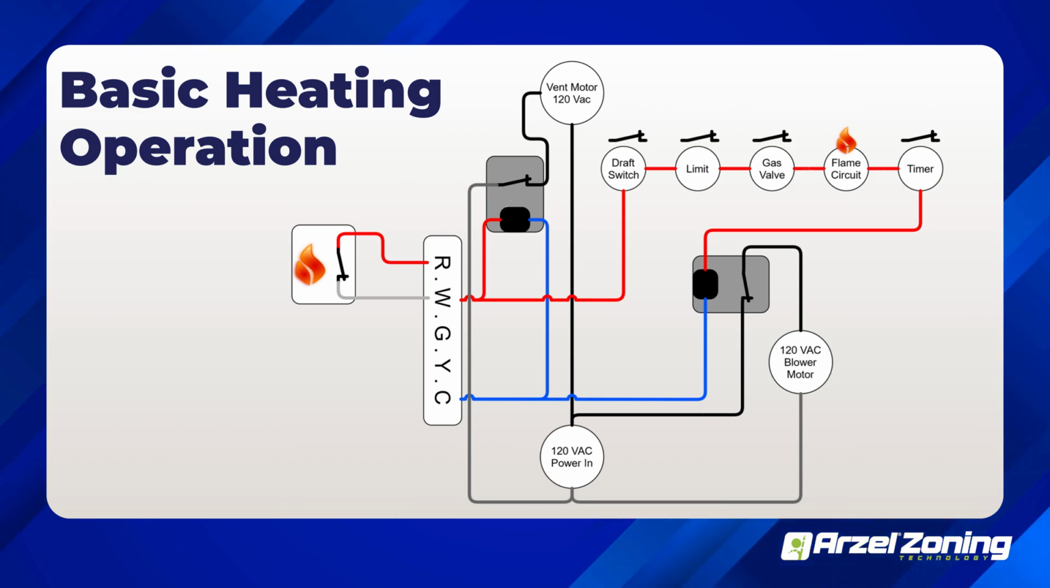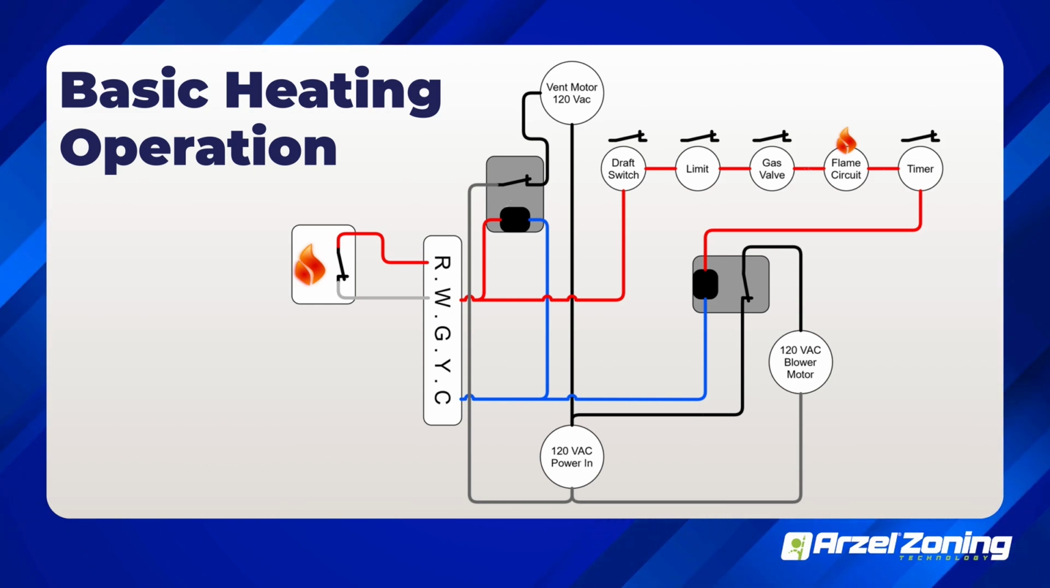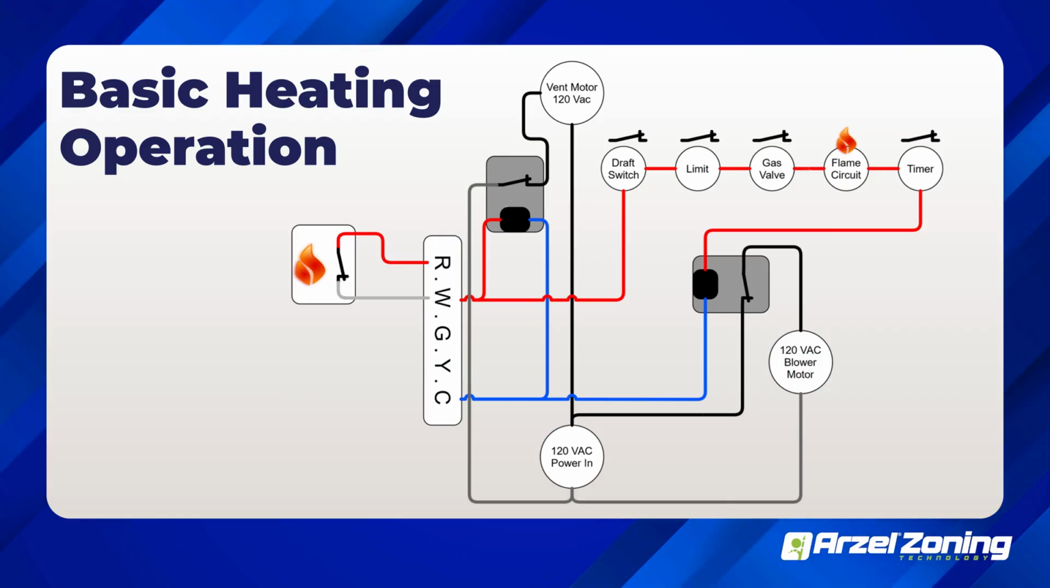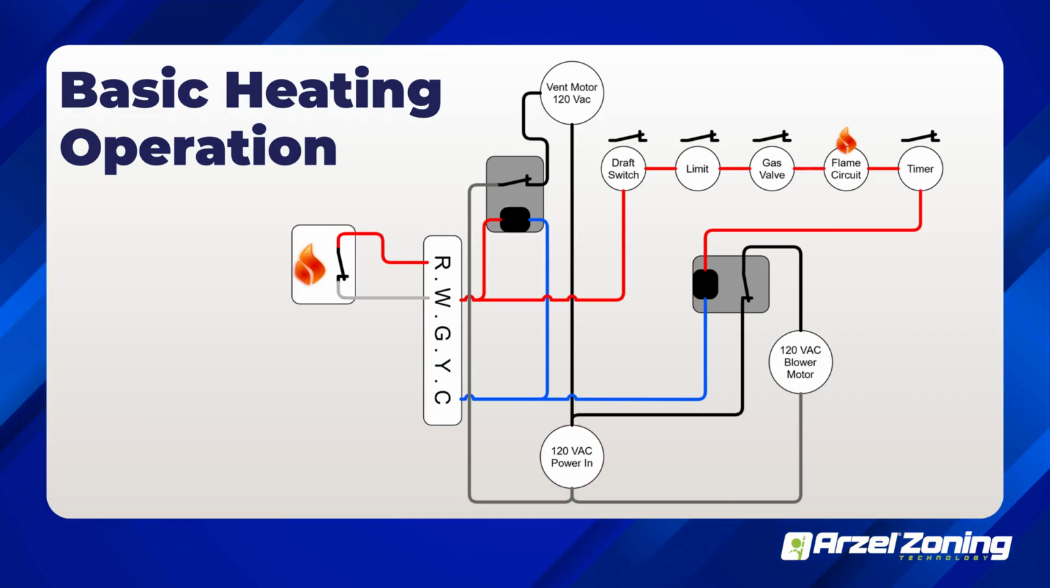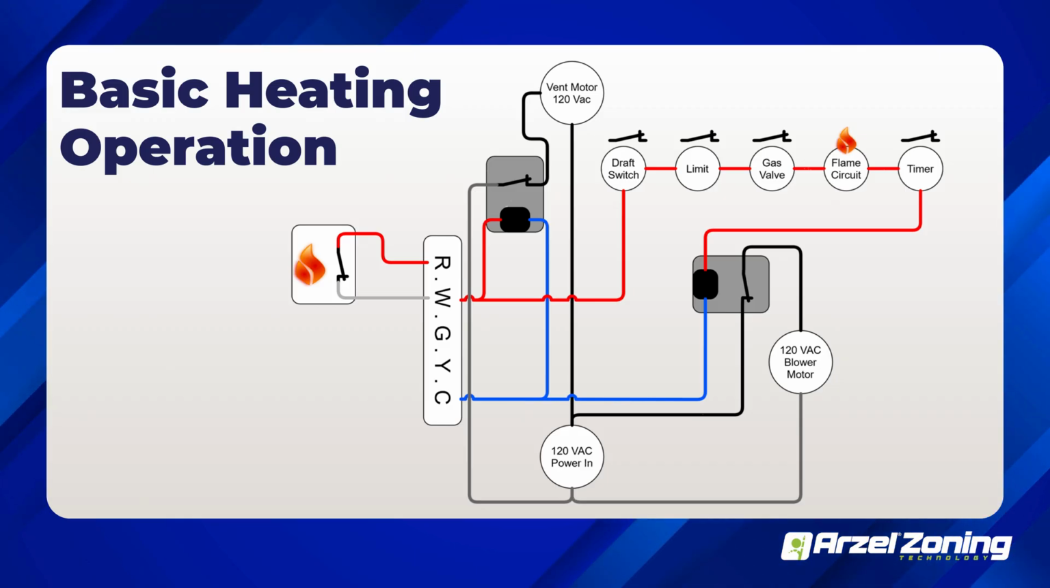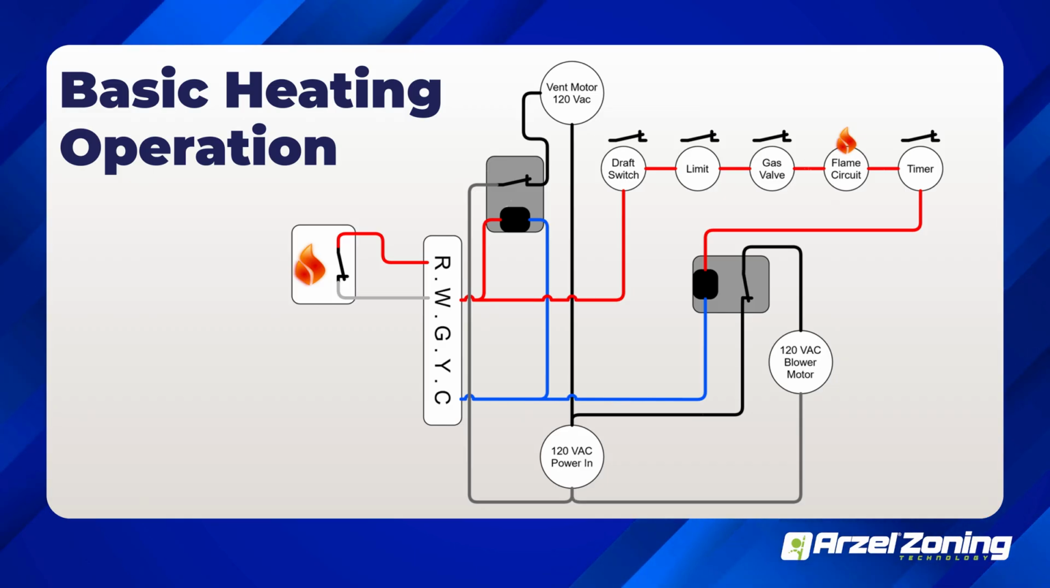So from my call for heat, my vent motor starts. My vent motor proves my draft switch. My control board also proves my limit. If my limit is open, it's not going to allow the gas valve to start. So if my limit switch is closed, my draft switch is proven closed, my gas valve is then energized. And then there's another circuit, the flame circuit, the flame proving circuit. We call it flame rectification. That determines that there is a proven flame.